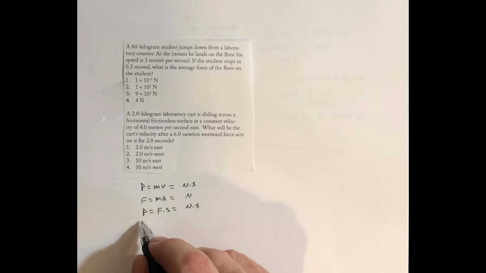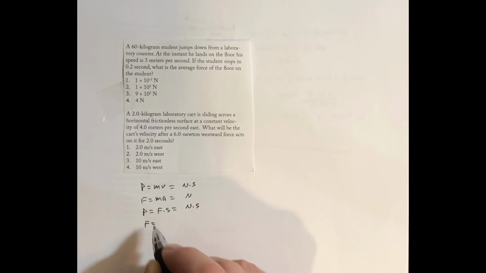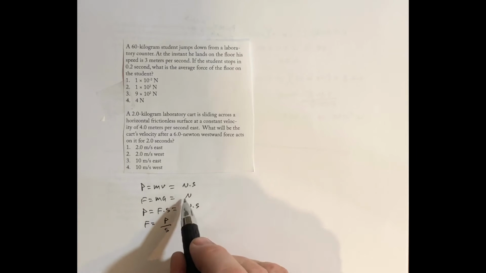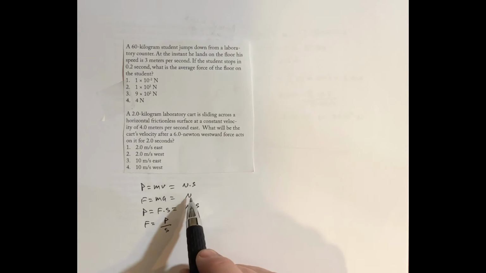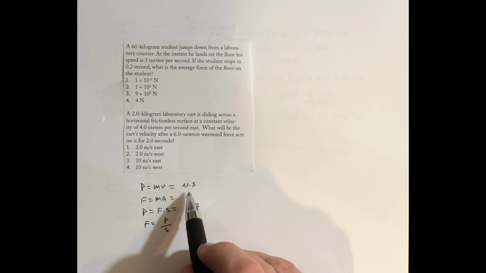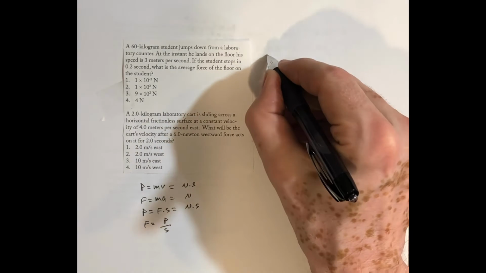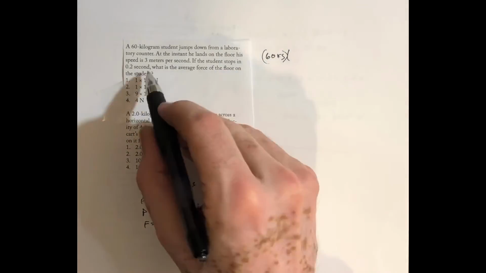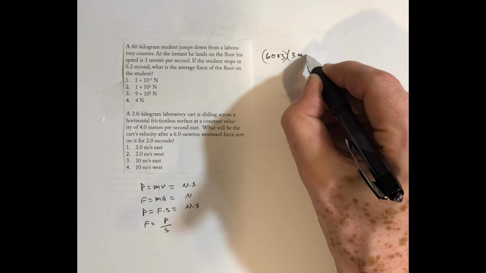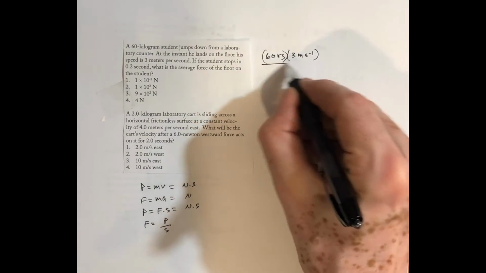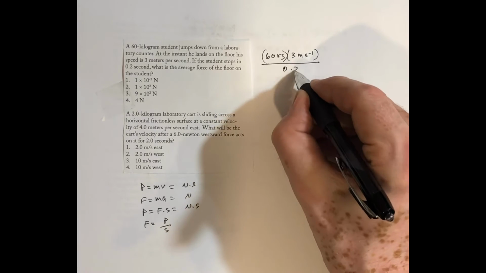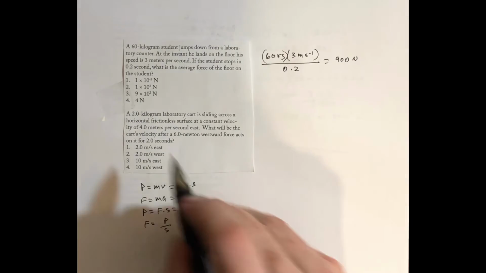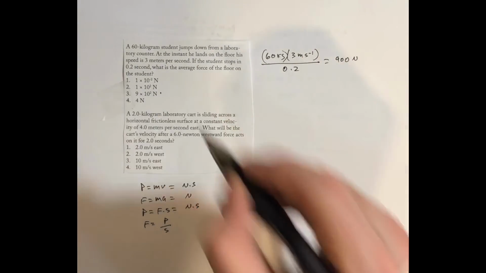So we could also say that force is equal to momentum divided by seconds, right? Because we know that what I want for force is newtons, and so if I take newton seconds divided by seconds, I get force. So let's do that. Let's take 60 kilograms, and we'll multiply that by 3 meters per second, and then we'll divide that by the seconds, 0.2, and this equals 900 newtons, which is the same thing as 9 times 10 to the 2 newtons there.